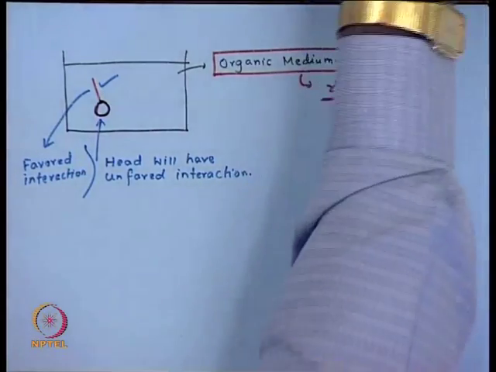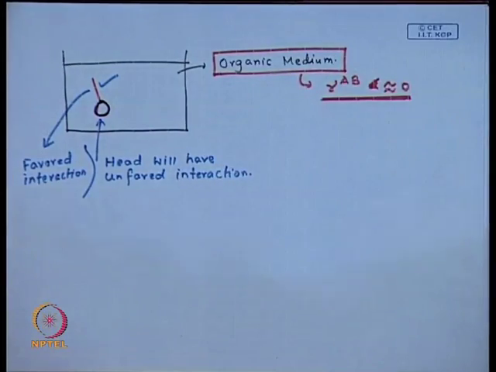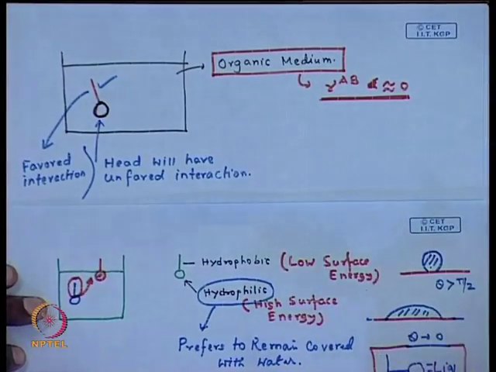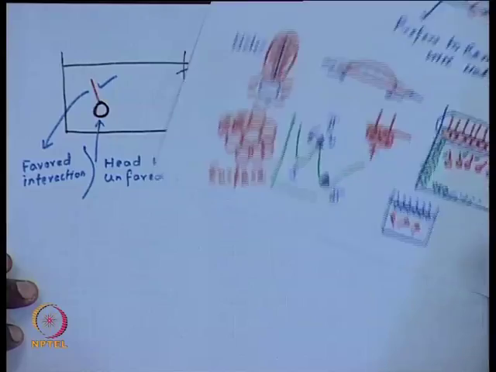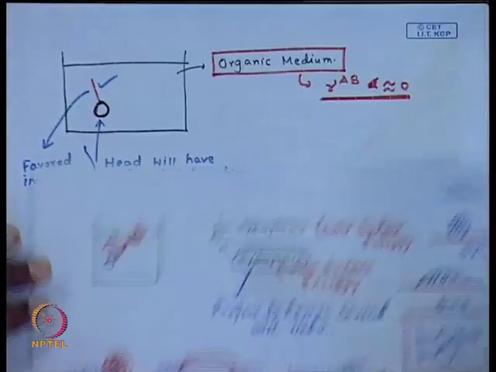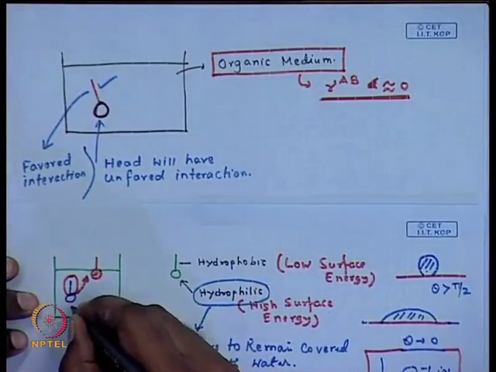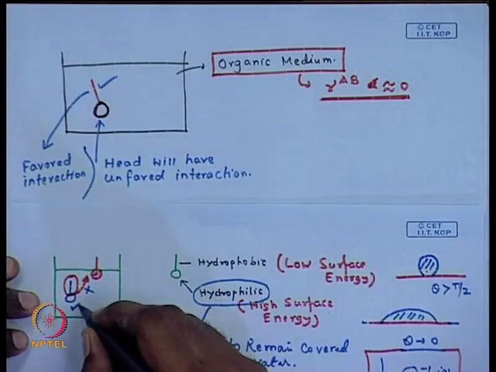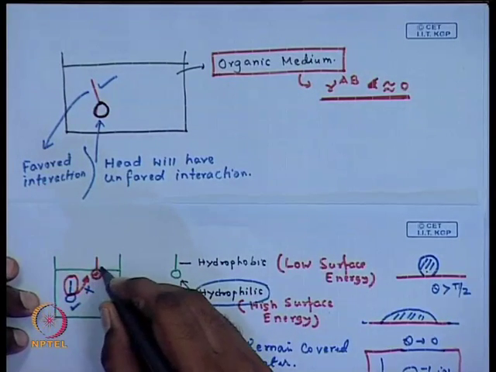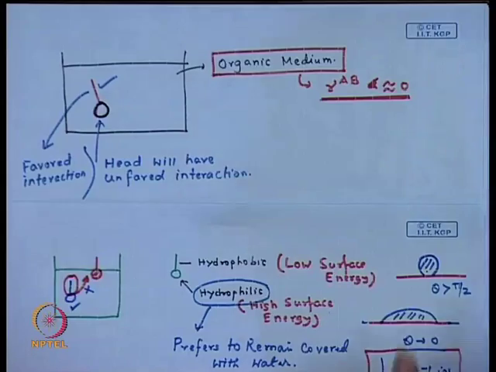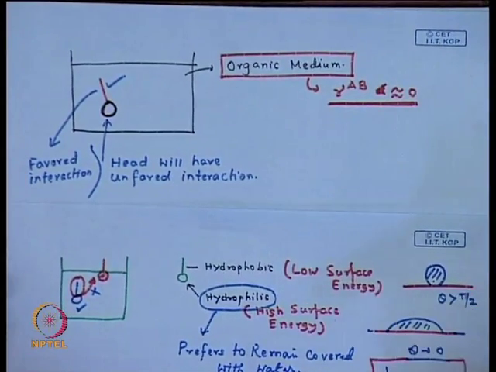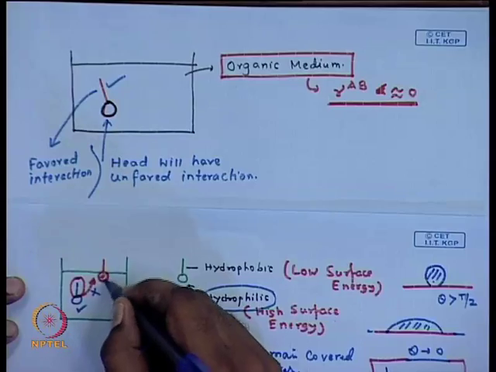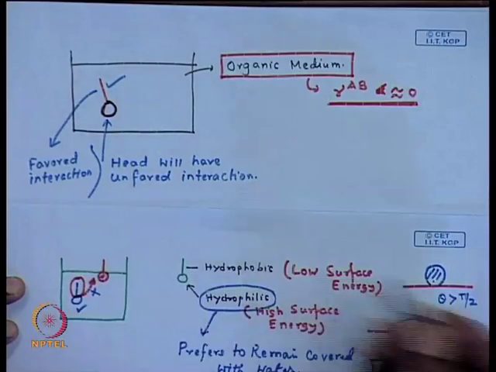If you compare it with what you saw in an organic medium, the scenario has just reversed now. Here we had a favored interaction of the head group and an unfavored interaction of the tail group. So, that led to migration of the surfactant molecule to the interface, which was a preferred location where the tail could dangle out and the head can remain in contact with its favored thing.